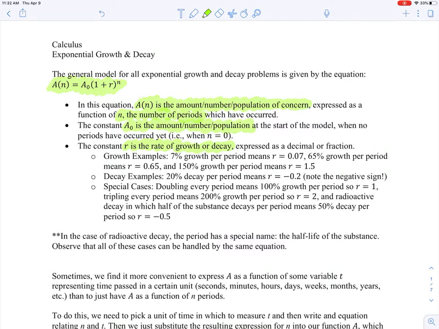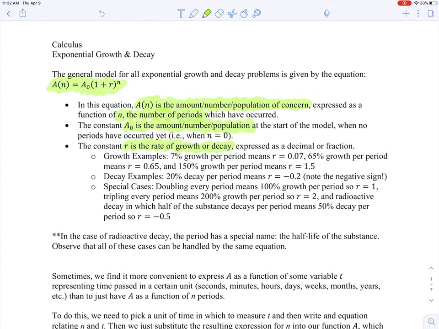65% growth per period would be r equals 0.65. 150% growth per period, so over 100%, would be 1.5. And then decay examples. So 20% decay per period would be r equals negative 0.2. And then there are the special cases. Whenever we talk about a quantity doubling every period, that means 100% growth, so r would be equal to 1. Tripling per period is actually 200% growth, so r would be equal to 2.